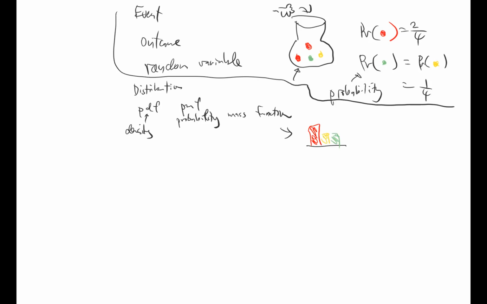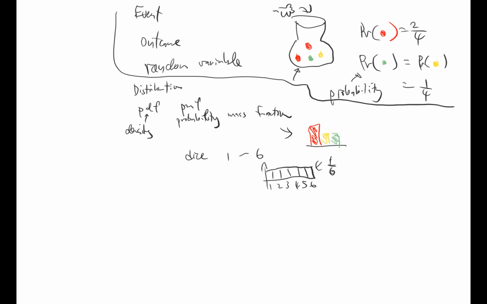Maybe another example: let's say I have a dice that has 6 outcomes, 1 to 6. If it's a fair dice, then the probability will be uniform. I have 1, 2, 3, 4, 5, 6 all the same. And one thing is we want the probability to add up to 1. Therefore, each of these should equal 1/6.